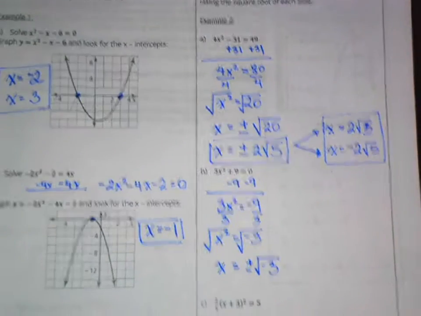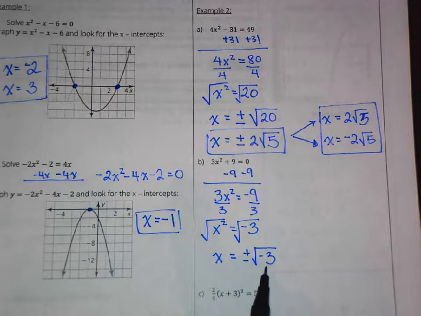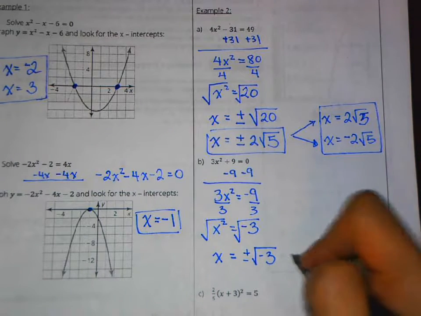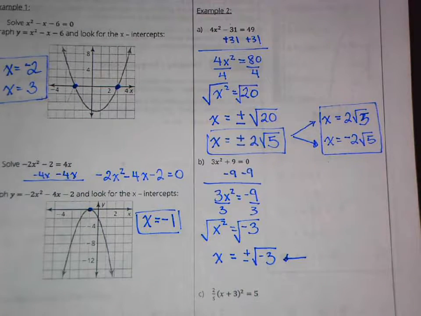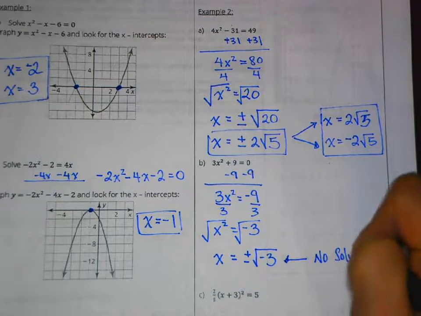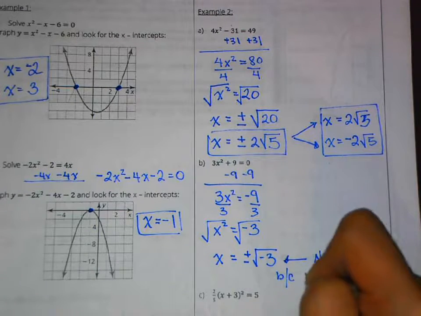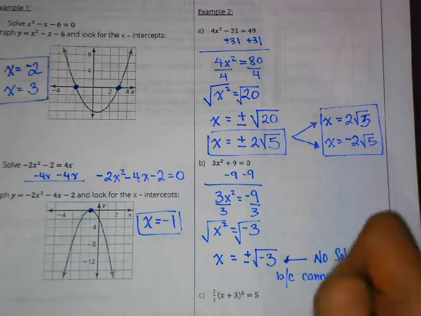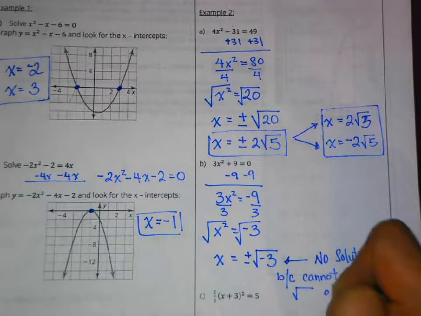Here's the problem. I can't have a square root of a negative number because a number multiplied by itself will always give me positive. Because of that, at this point, I'm going to say that's no solution, because I cannot take a square root of a negative number.